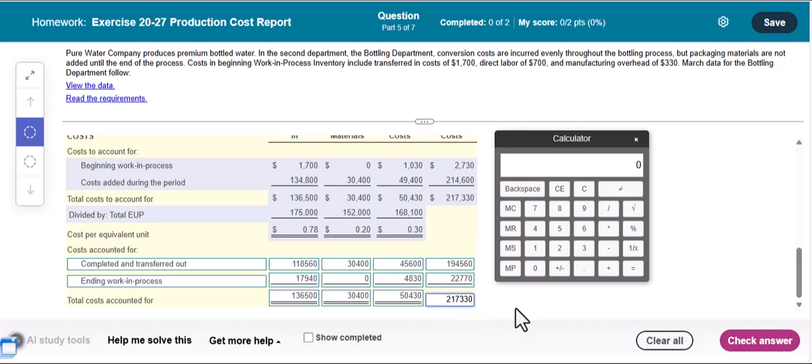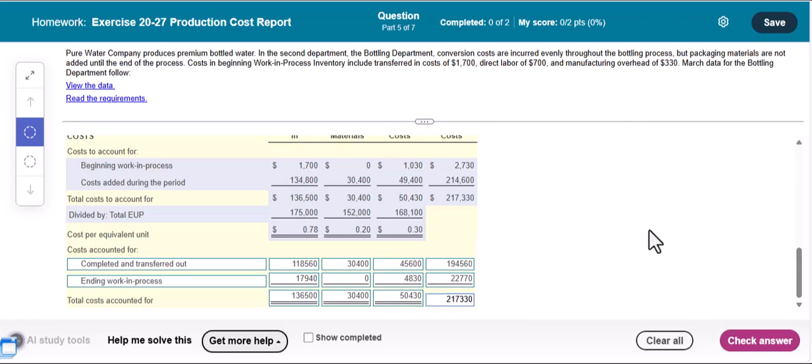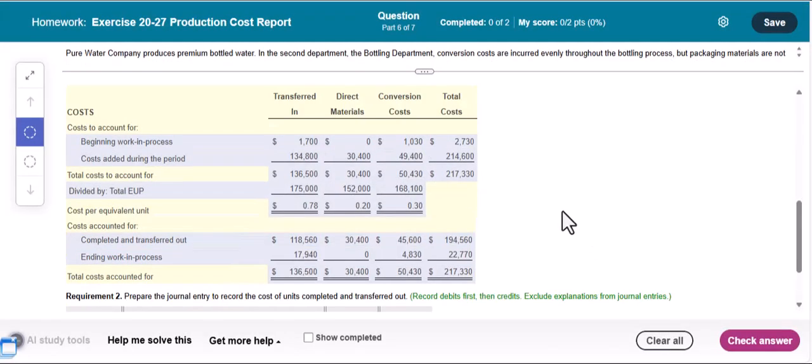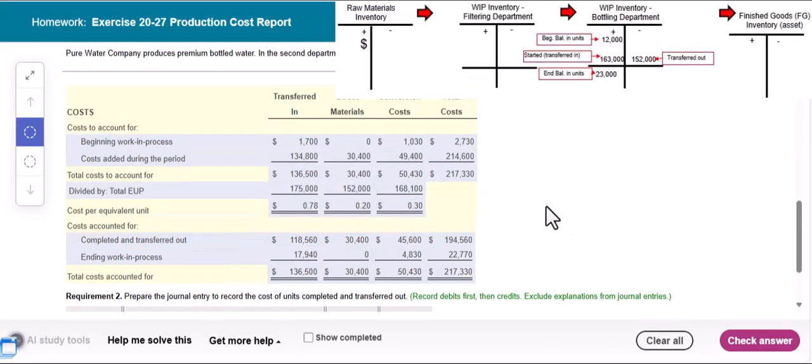Let's close out of our calculator and check our answer. Good job. Okay, so to review, what this means is that the total cost for the units transferred out is this 194,560 completed and transferred out. And for these units that are still in process, these 23,000 units, the costs associated with that are 22,770, because that's the ending work in process that they're hanging out in.